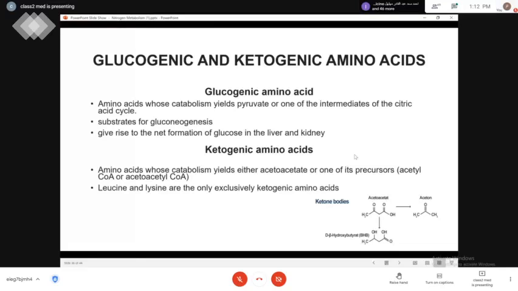مثل ما قلنا the amino acid could be glucogenic or ketogenic. Ketogenic means producing ketone bodies، والكيتون bodies هاي تحفظها من هسه إلى آخر حياتك كنا 3: acetone, acetoacetate and beta hydroxybutyrate.